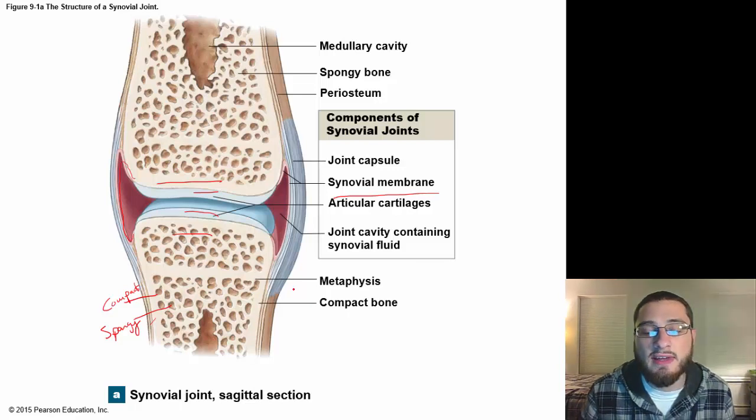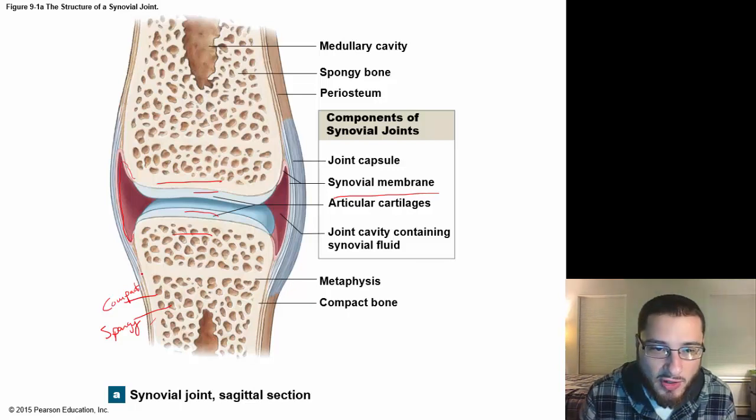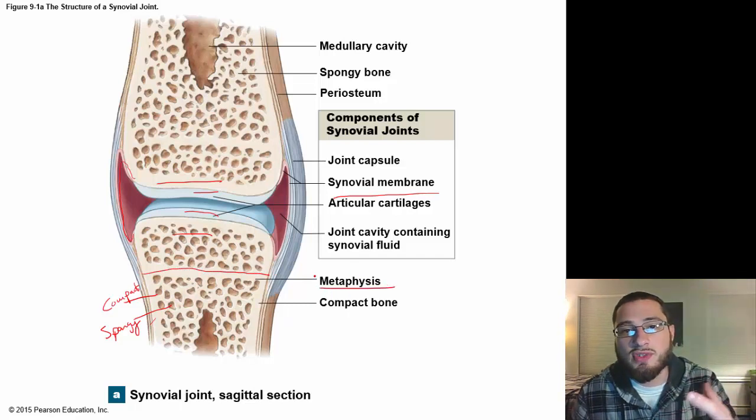Okay, we have our diaphysis, our epiphysis. This is our epiphyseal plate, okay, where our metaphysis is. So some of this stuff we should remember.